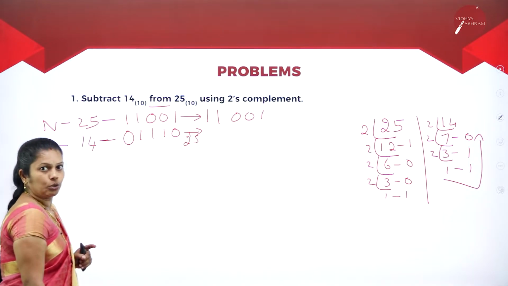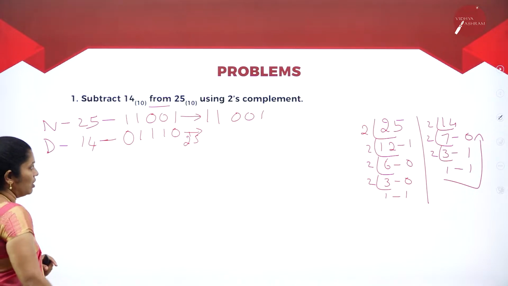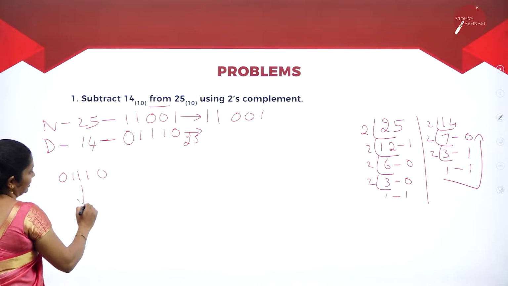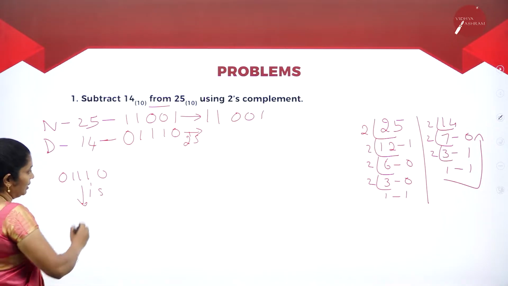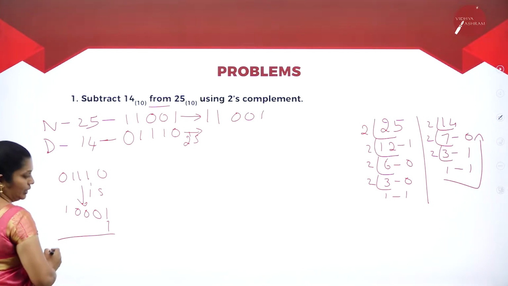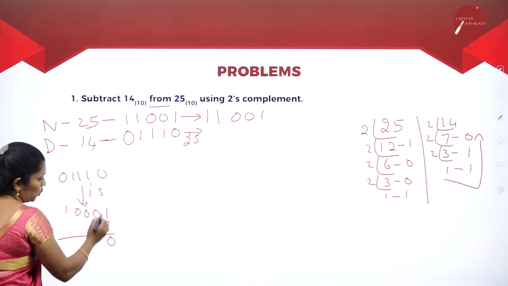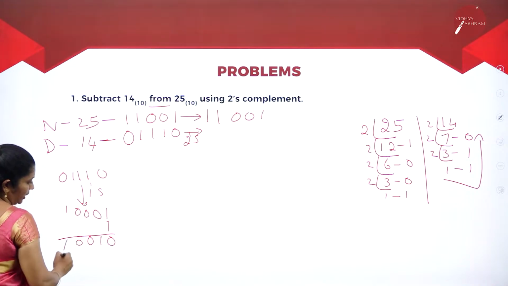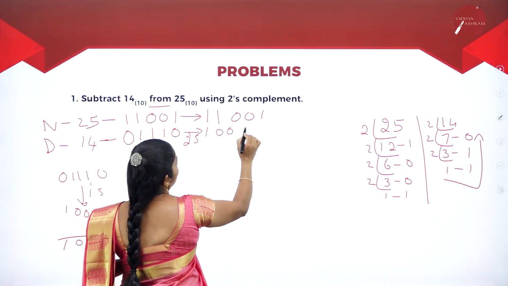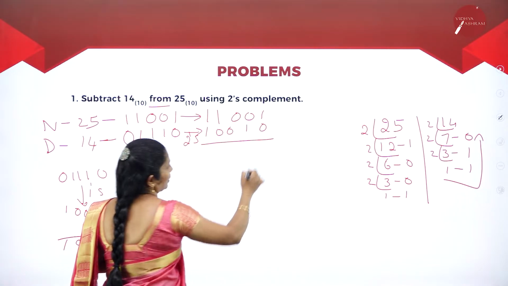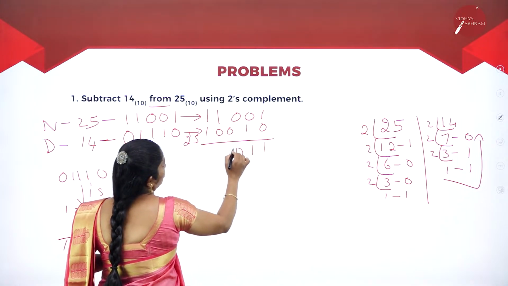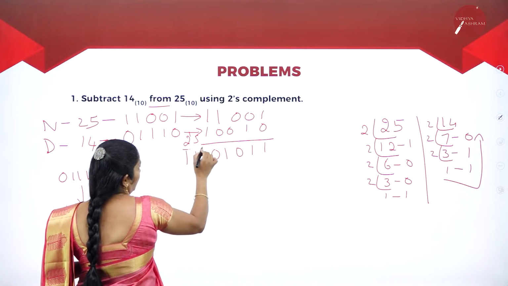How to convert this into 2's complement? Take down the binary value as it is, 01110. First find the 1's complement of that number, which is 10001. Then add 1 to that. 1 plus 1 is 0 with carry 1, giving 10010. Now write that value, 10010, below 11001, then add both values. Here 1 plus 0 is 1, then 0 with carry 1.